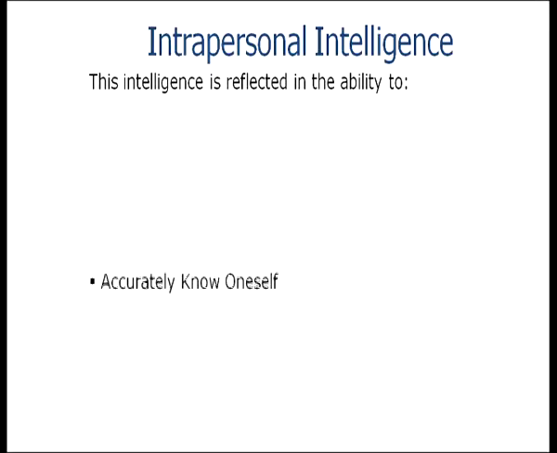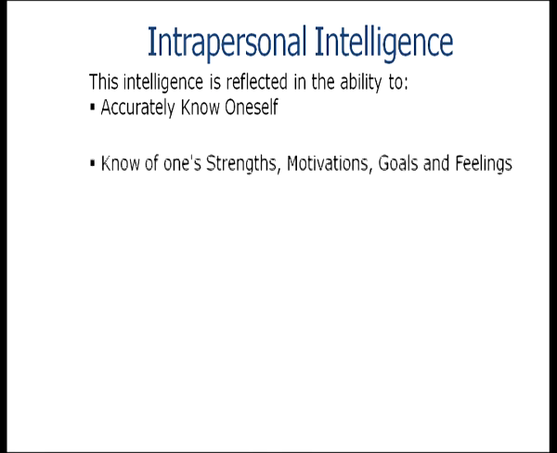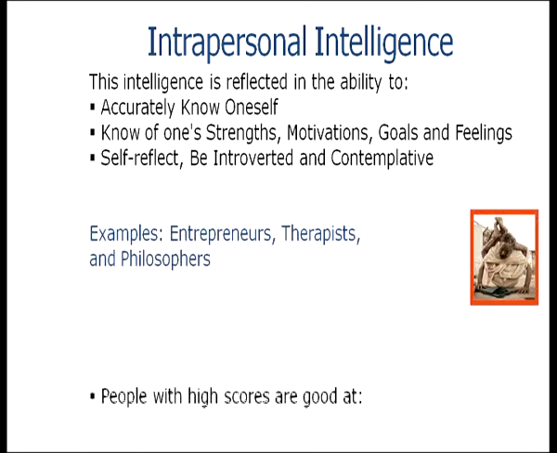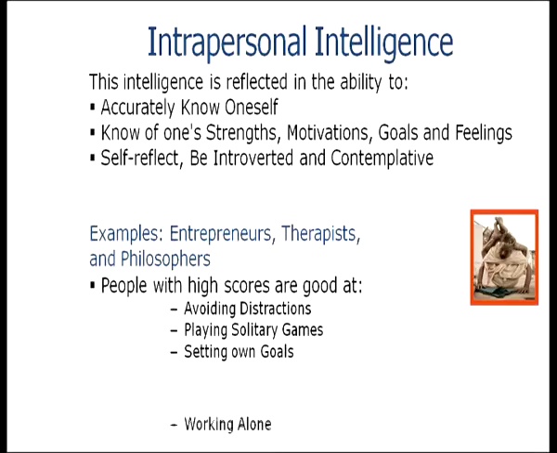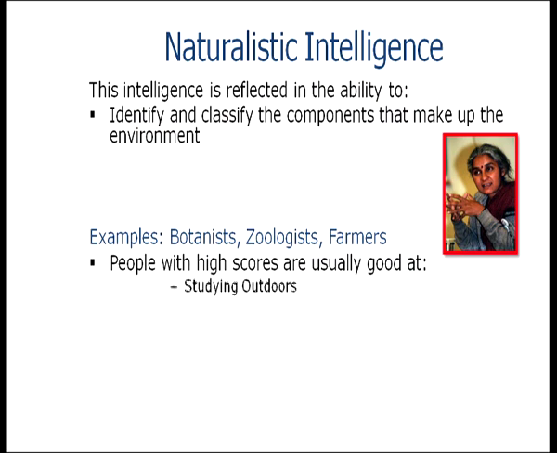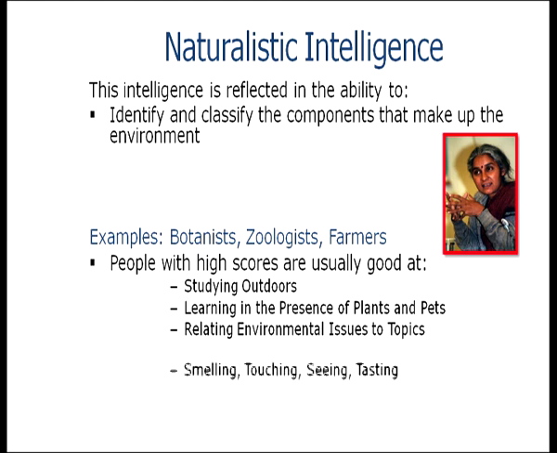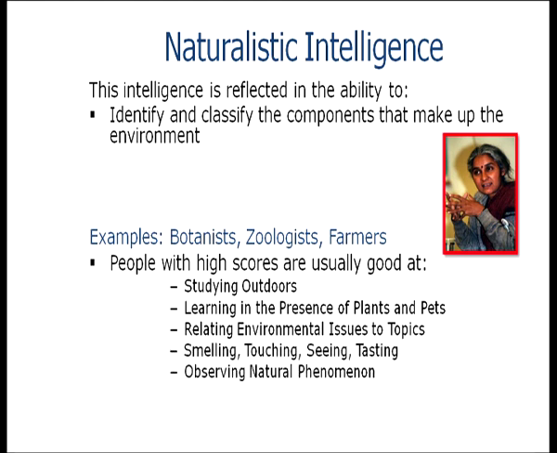Now, this ability is reflected in knowing yourself, knowing your strengths, your motivations, goals and feelings, and this is generally reflected in people who are entrepreneurs, therapists, philosophers, and so on and so forth. Now, the last type of intelligence that Howard Gardner has talked about is naturalistic intelligence. In this intelligence, people have the ability to identify and classify the components that make up the environment. And you will find that botanists, zoologists, farmers, they are very good and they have good scores on naturalistic intelligence.